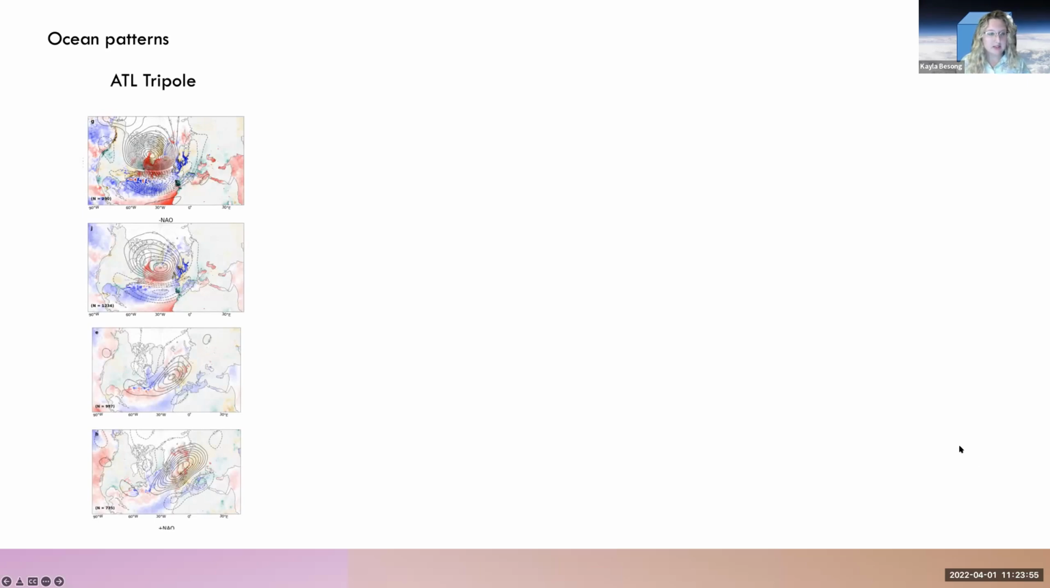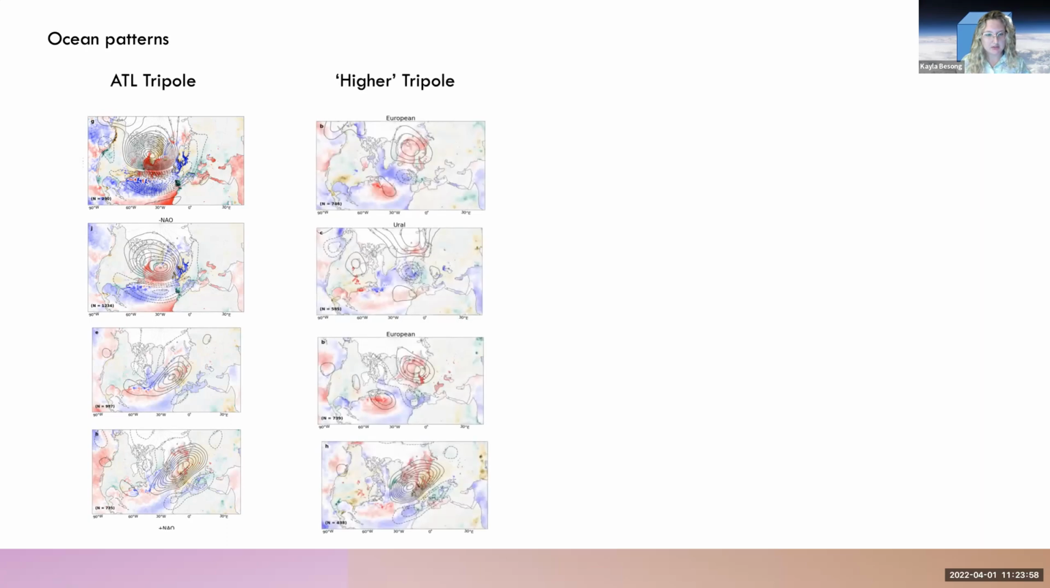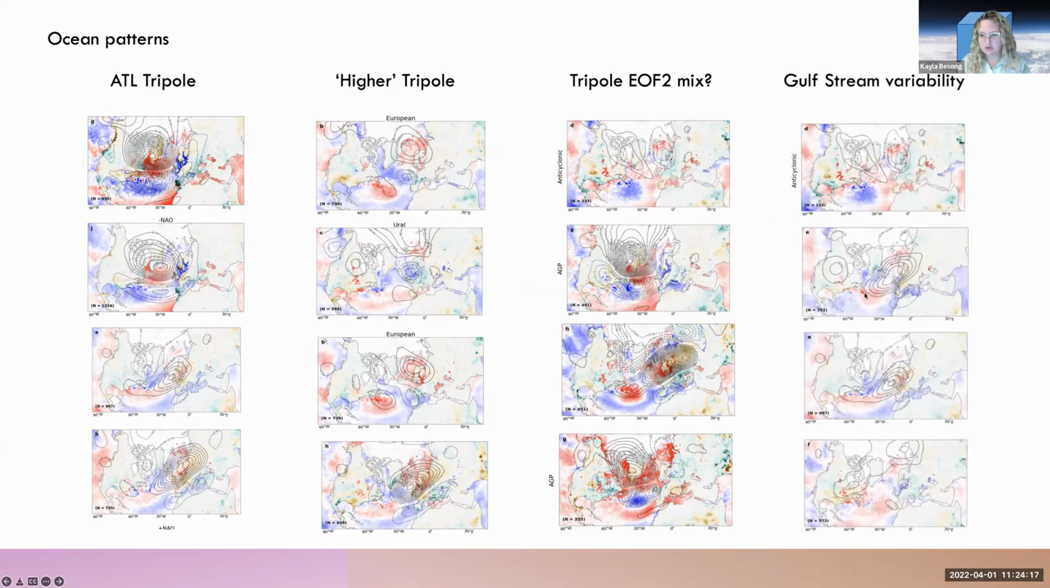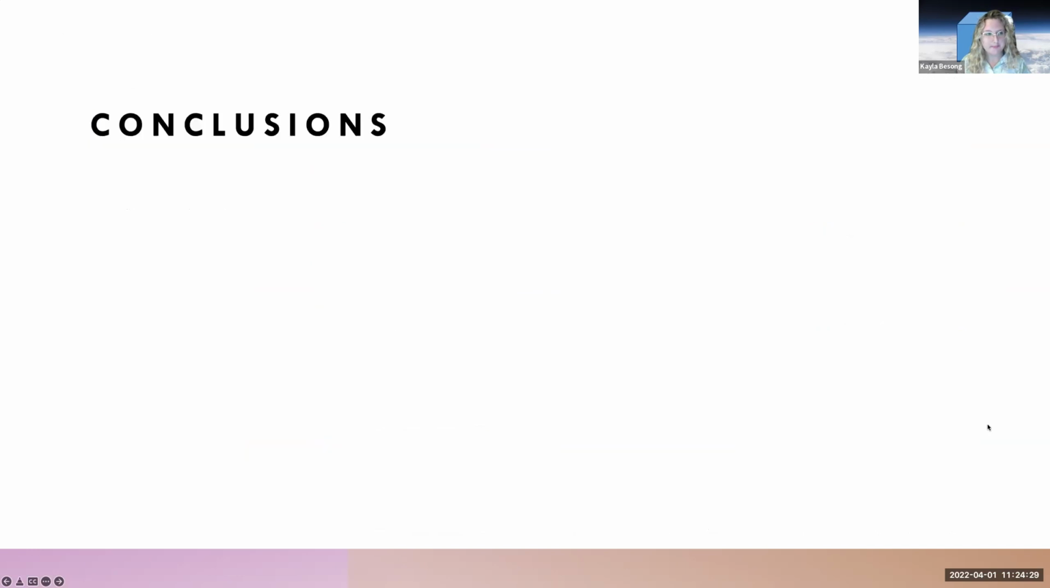Further to highlight out of all of the composites are some ocean patterns of note, right? And so we do see this Atlantic tripole popping out. We also see something that I'm calling the higher tripole, where it's slightly shifted north here, and you have the signature, mostly due to European and Ural blocking, again because of the local effects of the block. And then this weird other ocean signature going on, and further, definitely some Gulf Stream variability. But I just showed this here as a highlight of some of the different patterns that really stood out, and I'm going to get into that in my future work.